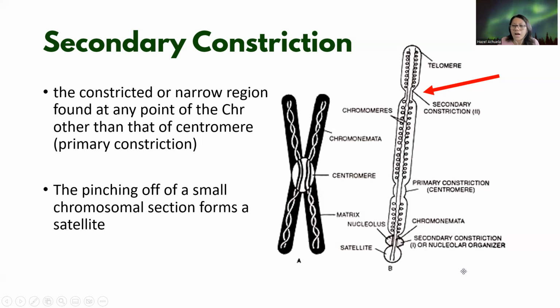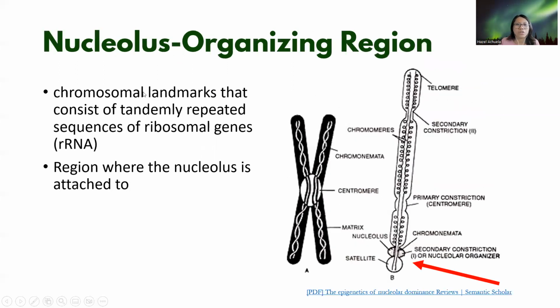May nakalagay dito na secondary constriction or nucleolar organizer region because a nucleolus organizer region is actually a type of secondary constriction because the constriction is located other than the position of the centromere. Okay? So ito na yung tinatawag nating NOR, nucleolus organizer region. It serves as a landmark. Okay? Landmark where there are tandemly repeated sequences of rRNA or ribosomal RNA. Okay? Kaya tinawag na NOR because it is where the nucleolus is attached to.